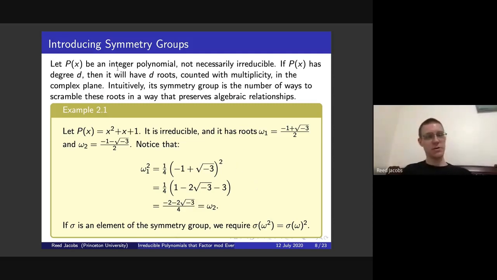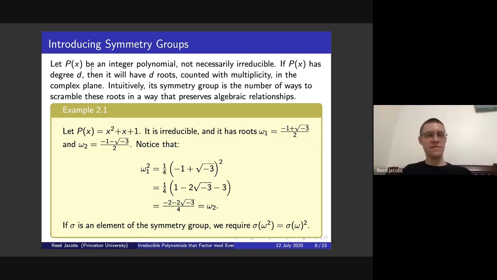So p of x is our integer polynomial as usual. It may or may not be irreducible. If p of x has degree d, it will have d roots in the complex plane counted with multiplicity. Multiplicity just means that when we factor p of x as a product of linear factors over the complex numbers, some root might appear twice, and we count that root twice. It's a theorem that every polynomial will factor completely over the complex numbers, but we won't prove this here.